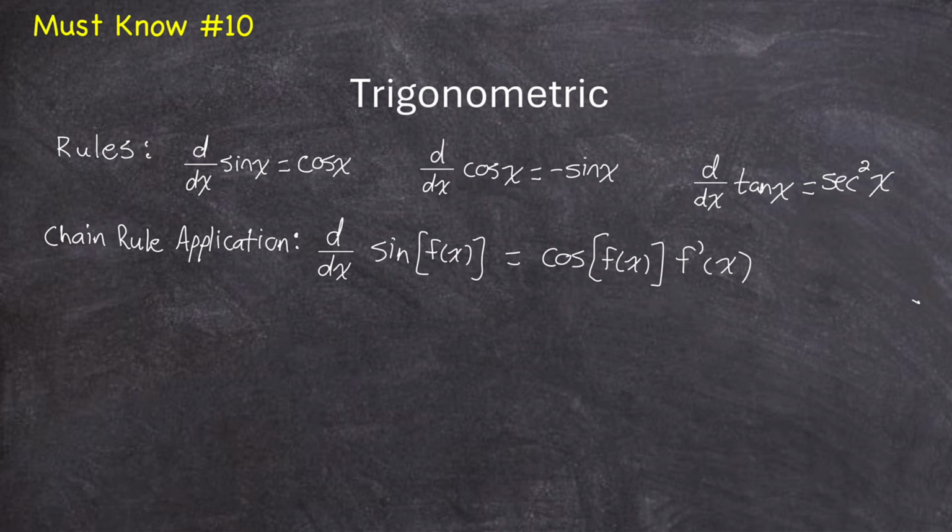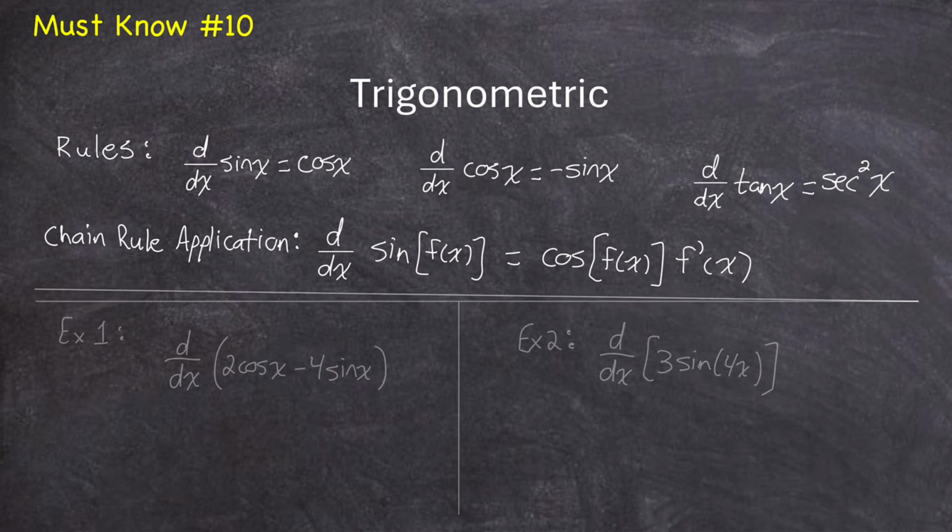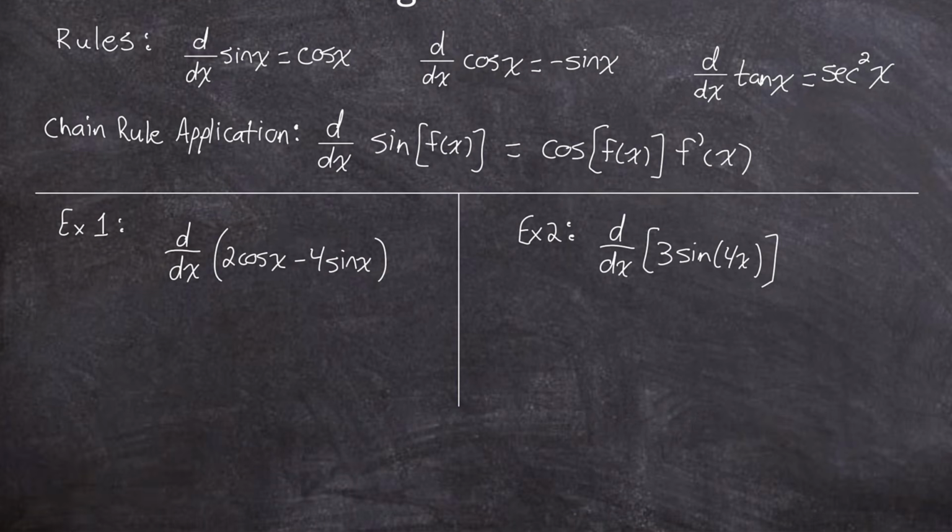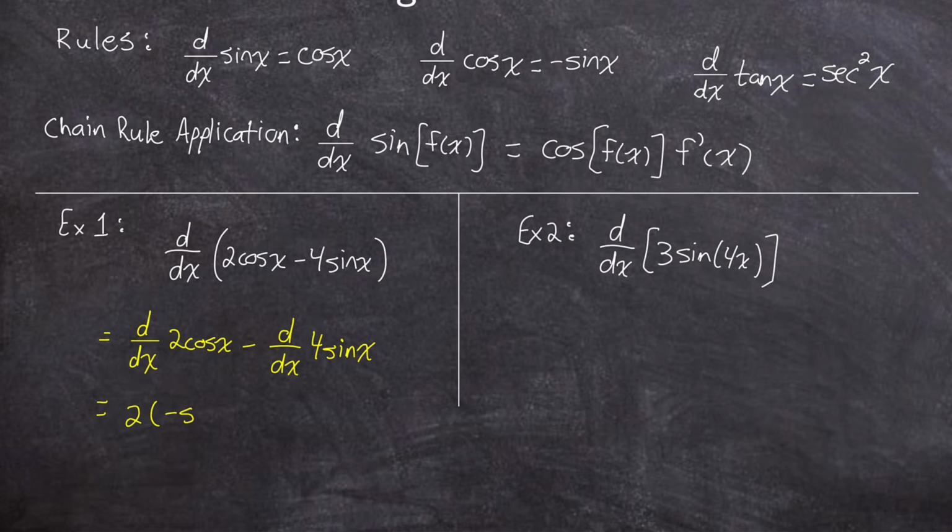And now let's do a couple examples where we test out these rules. Starting with the first example, I want the derivative of 2 cos x minus 4 sine x. Well, when differentiating this, I can differentiate each of these terms separately. And when doing the derivative of 2 cos x, this constant factor of 2 gets multiplied by the derivative of cosine of x. So that would be 2 times negative sine x minus 4 times the derivative of sine x, which is cos x, leaving me with negative 2 sine x minus 4 cos x.